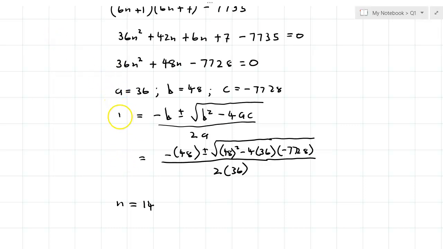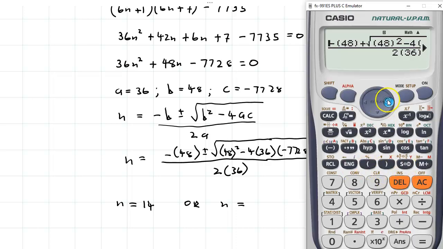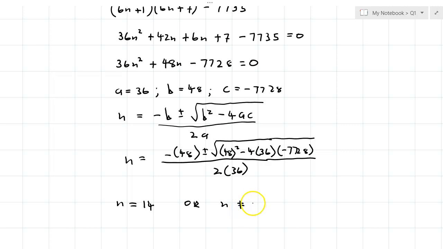So that's our quadratic formula, n equals 14. Let's see what our other value is. Now all we do is change that plus to minus. And you can see here we got minus 46 over 3. So n is not equal to minus 46 over 3, because remember, n has to be a natural number.